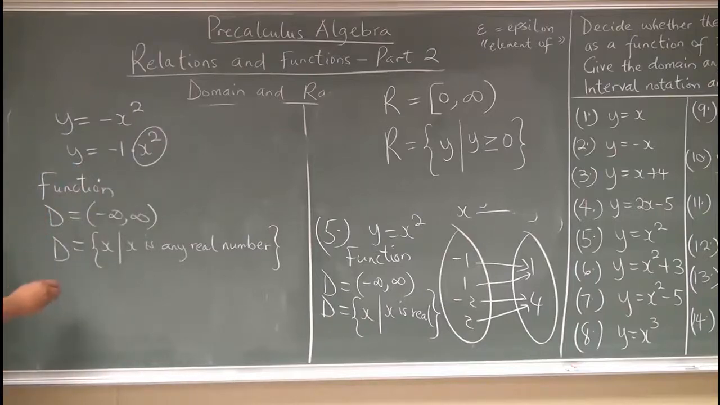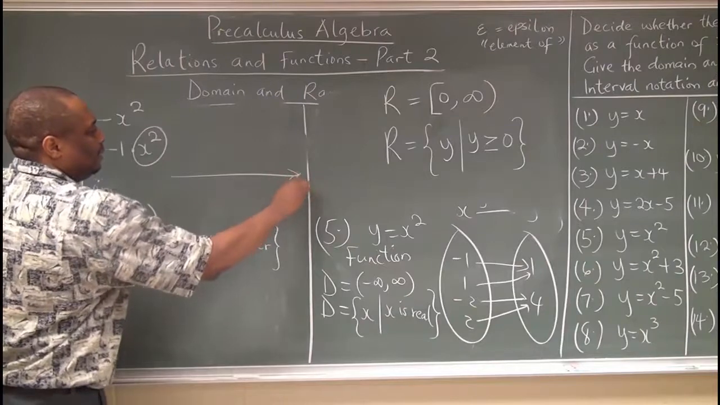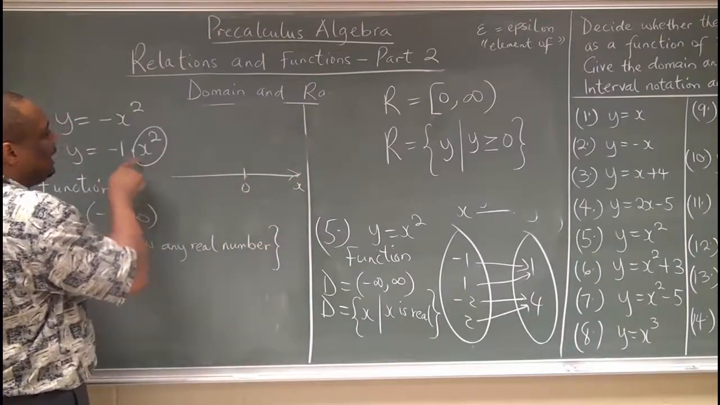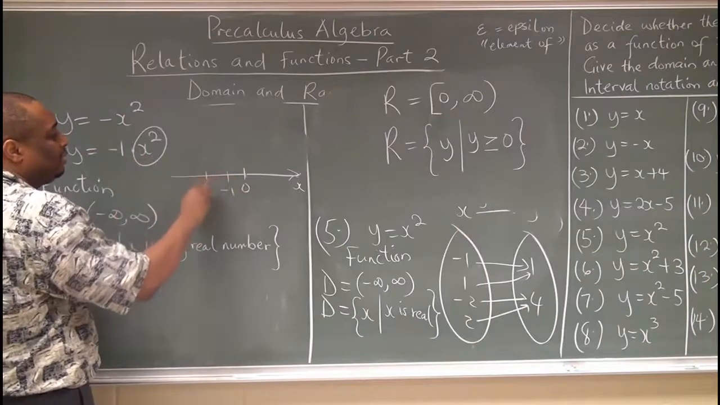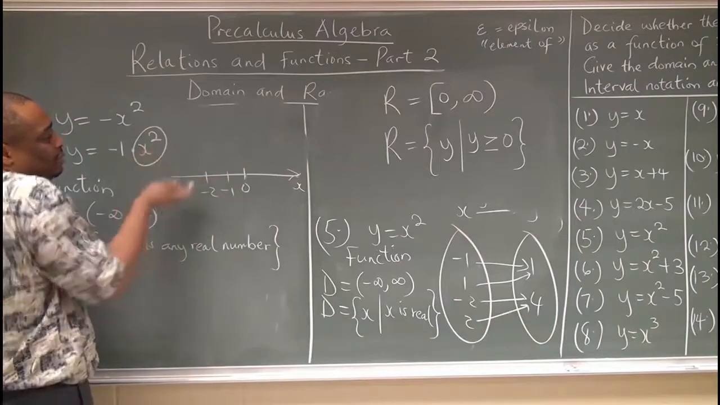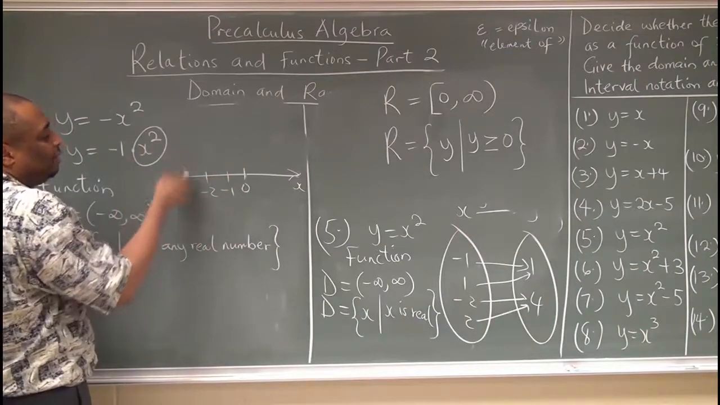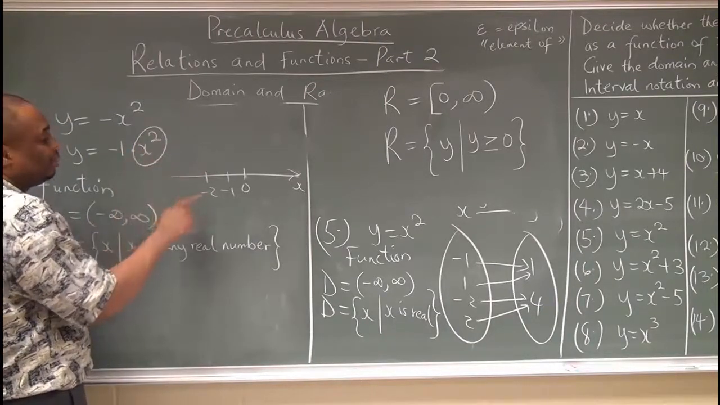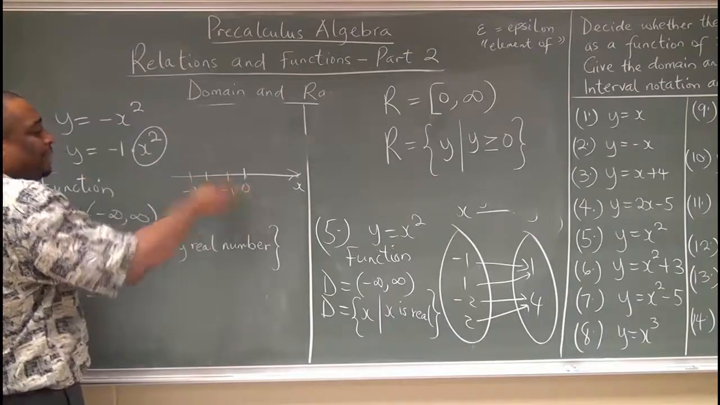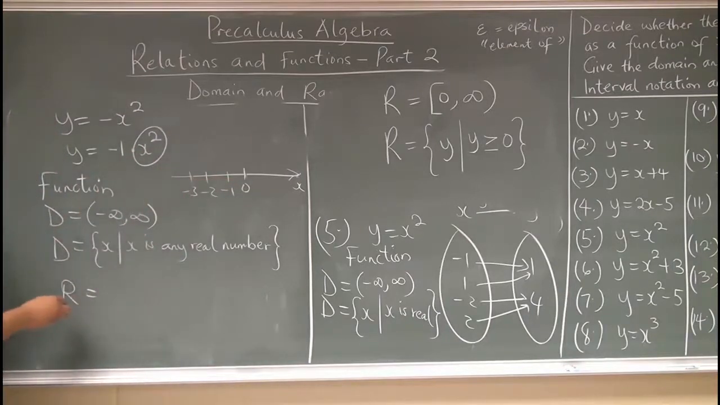So what is going to be the range now? It's going to be like this. From 0, negative 1 times 0 is 0. Negative 1 times 1 is negative 1. Negative 1 times 2 squared, 4, is negative 4. Negative 1 times square root of 2 all squared is negative 1 times 2, which is negative 2. So it's going to be like this. So this will be from negative infinity to 0. 0 is included.